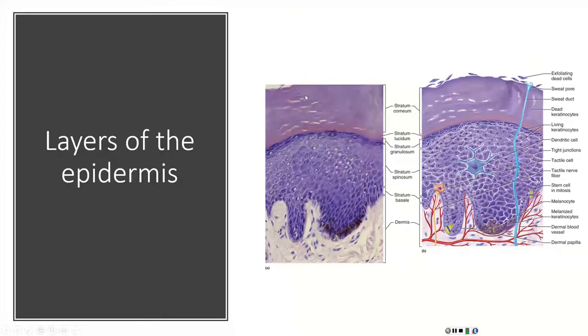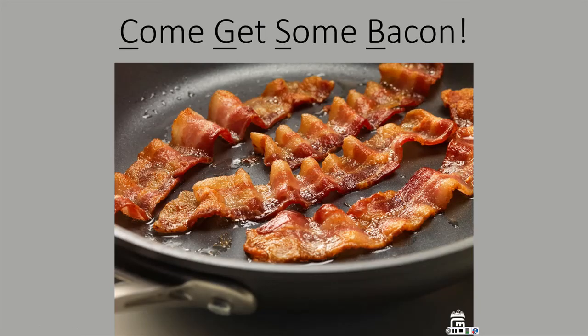But now, if we look back here, we can see there's this other layer, the stratum lucidum, that we didn't talk about. And the stratum lucidum is really, really thin, and it's clear, and in most places in the body, we don't see it, either because it's absent or because it's so thin and clear that it doesn't really do much, and we don't see it in microscope images. Except for palms of the hand and soles of the feet. In the palms of the hand and the soles of the feet, the stratum lucidum is really thick, and it can be seen between the stratum corneum and the stratum granulosum. But for the most part, we can just ignore the stratum lucidum. We go stratum corneum, granulosum, spinosum, and basale. Come get some bacon.